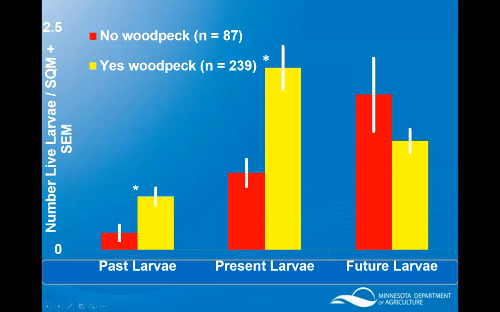And so what we did is we compared how many larvae there were per square meter in each of these cohorts in trees without woodpecking and trees with woodpecking. And what we saw is that we saw a difference in exit holes. So woodpecking was great at identifying trees that had more exit holes. Again, that doesn't do us much good. More importantly, the visual evaluation was also helpful to pick out trees that had more of the current generation of beetles that were going to be emerging the next summer.